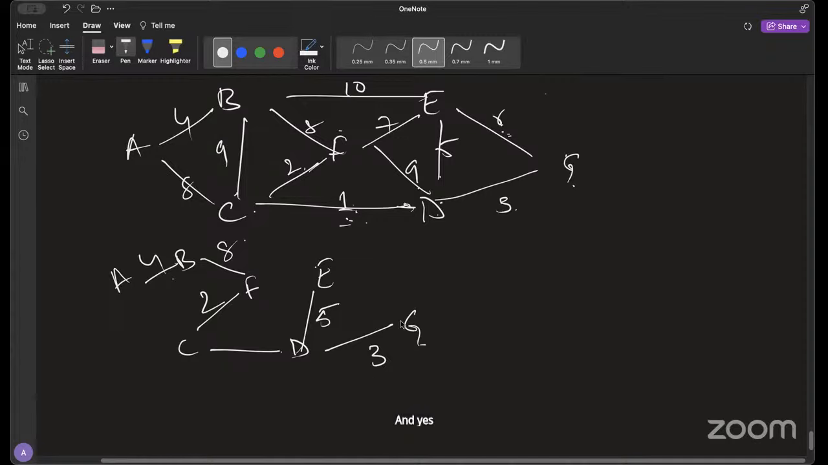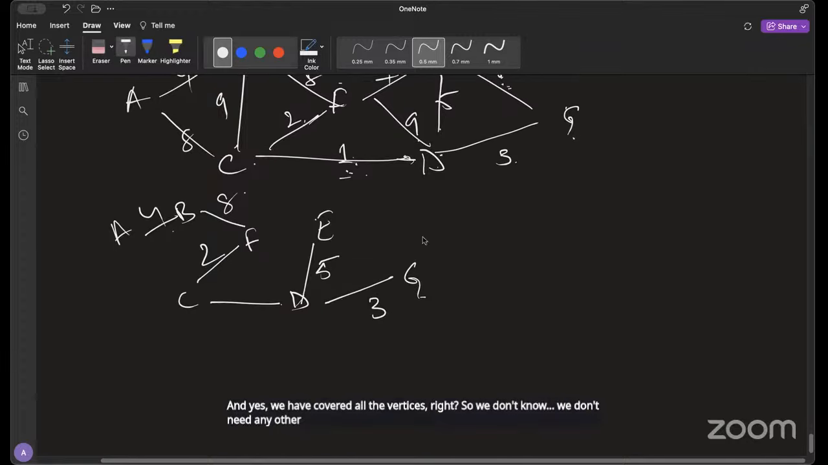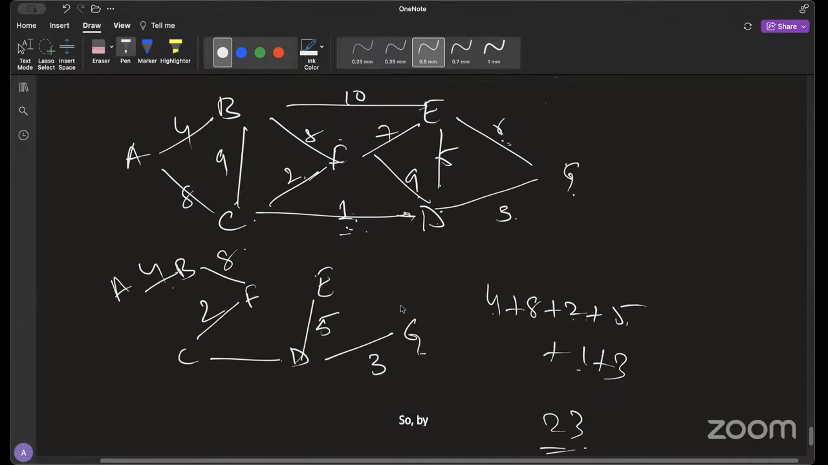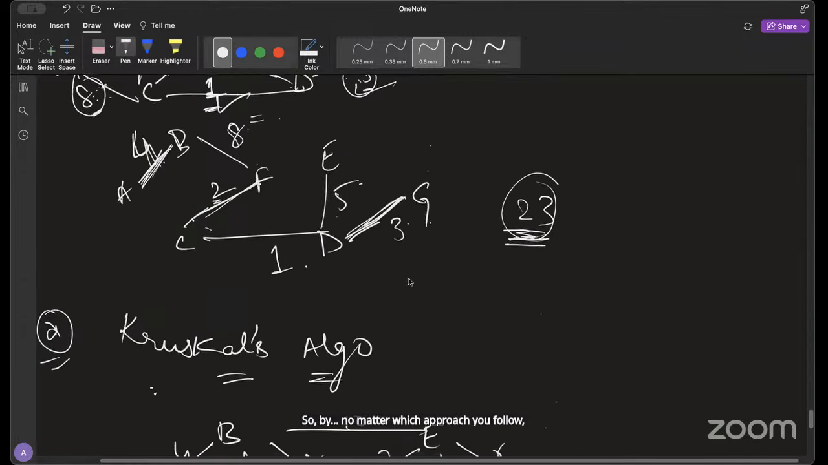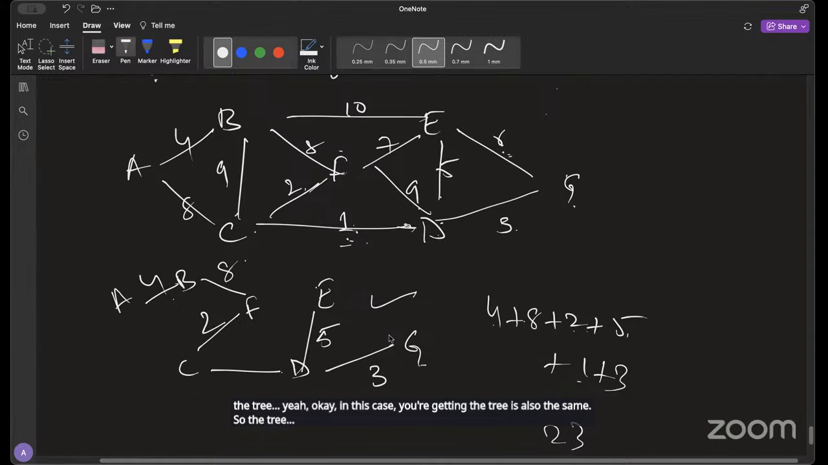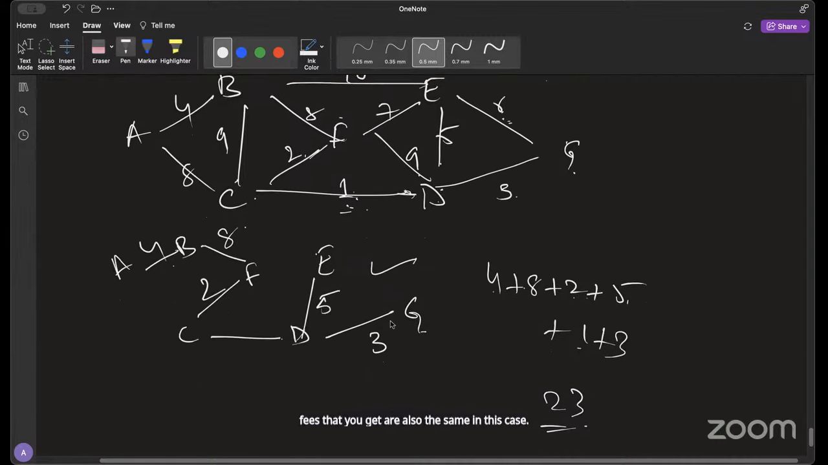And yes, we have covered all the vertices, right? So we don't need any other edges. And if you see the total weight here, we'll have 4, 8, 2, 5, 1, 3. This is 12, 13, 14, 15, 20, and this is again 23. So no matter which approach you follow, in this case you're getting the same tree also. The trees that you get are also the same in this case, which is not always true.